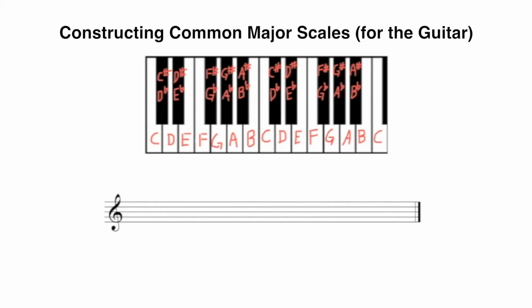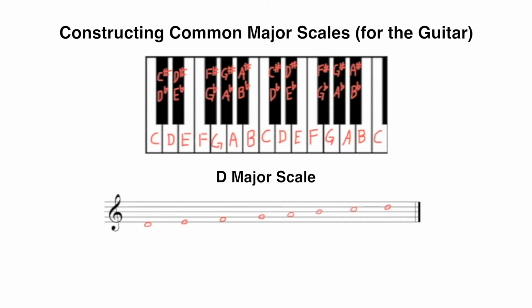Next, we will notate the D major scale, and we'll follow the same steps. First, we'll notate the diatonic scale starting on D. So here we have D, E, F, G, A, B, and C, so one of each letter name starting on D, and then we cap it off with a D note.